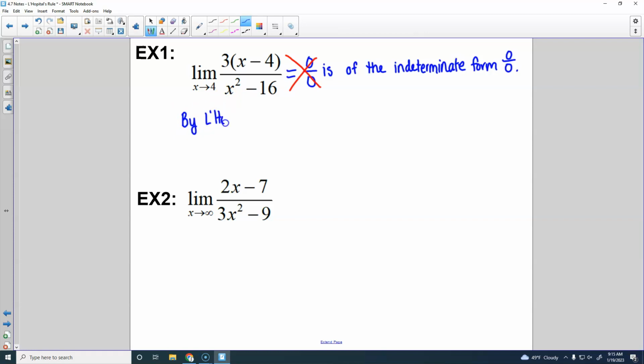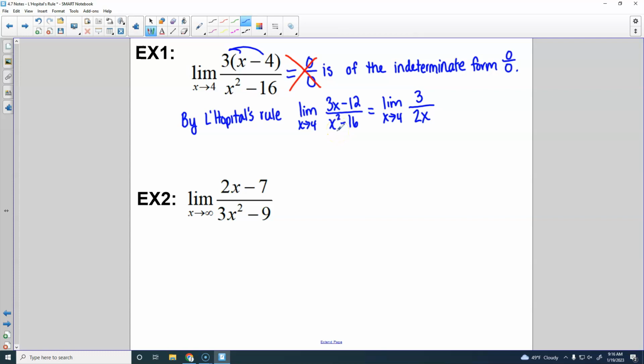by L'Hopital's rule, the limit as x approaches 4 of, I'm going to distribute that 3 right now, 3x minus 12 over x squared minus 16. So by L'Hopital's rule, our original limit is going to equal the limit as x approaches 4 of 3 over 2x. So I just took the derivative of the top and the derivative of the bottom.